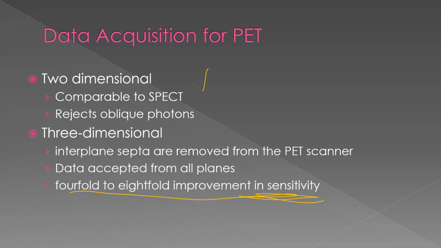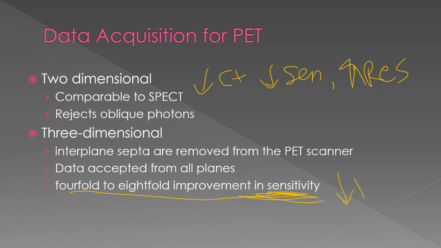So for 2-dimensional, you have a lower count rate, you have lower sensitivity, but you have better spatial resolution. With 3-dimensional, you're more sensitive, you have less resolution, but you have a higher count rate. We have electronic collimation with PET, and it's a software fix. We either decide we want to accept them or we decide we don't. This is part of the protocols where it decides if it's 2D or 3D.